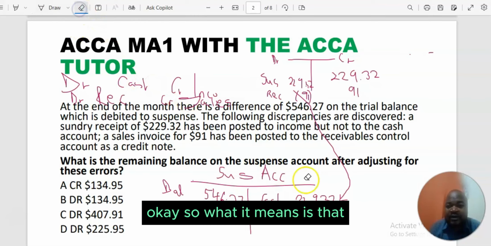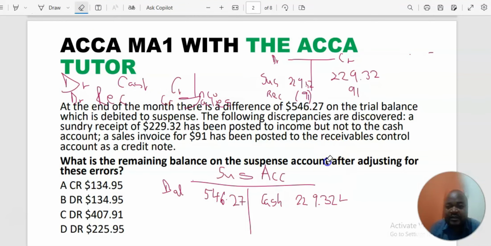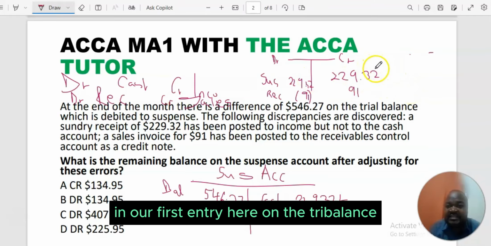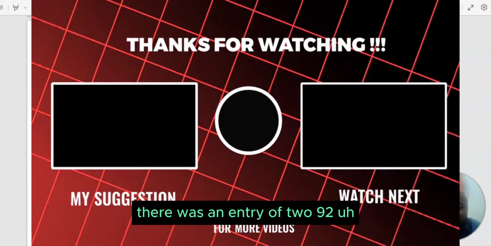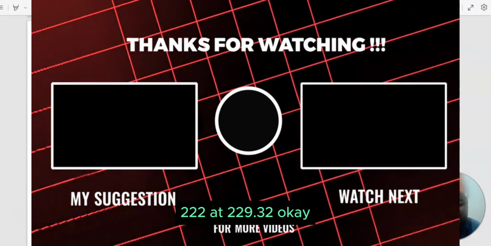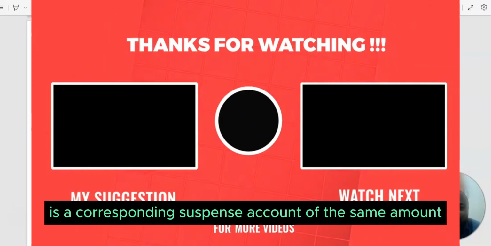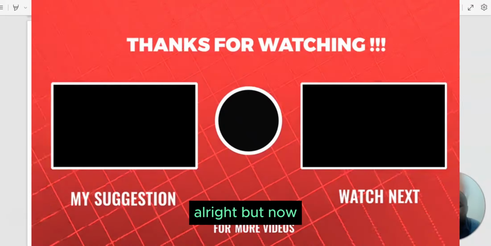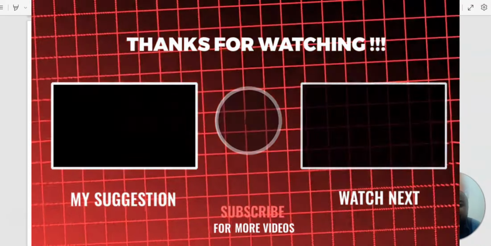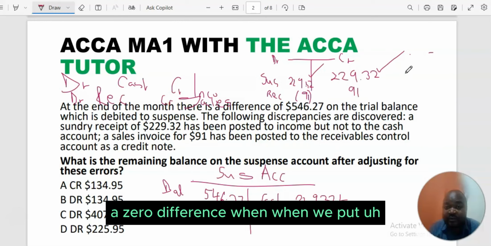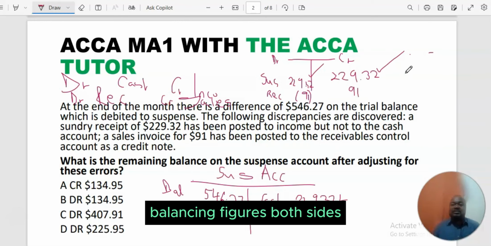Okay, so what it means is that, remember, I said the suspense account, for example, in our first entry here on the trial balance, there was an entry of 229.32, okay, for the sales, and it's a corresponding suspense account of the same amount. All right, but now this actually gives a zero difference when we put balancing figures both sides.